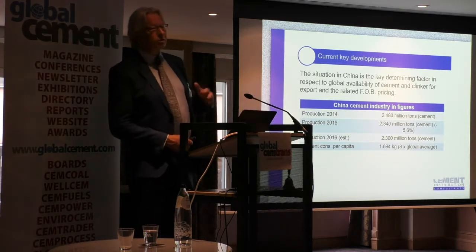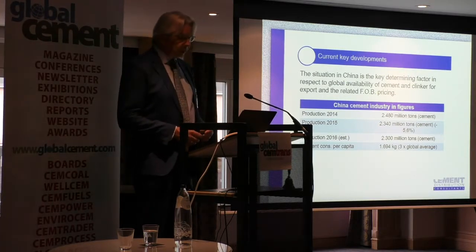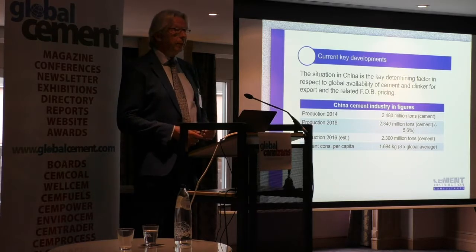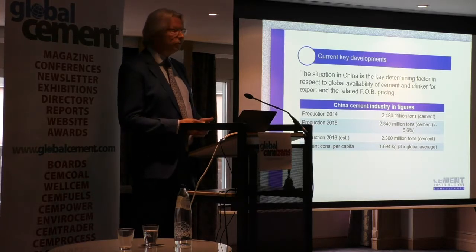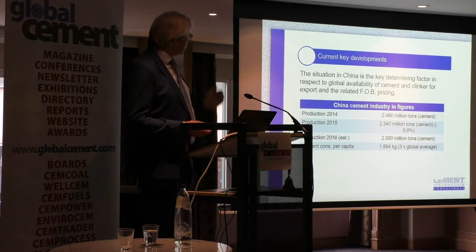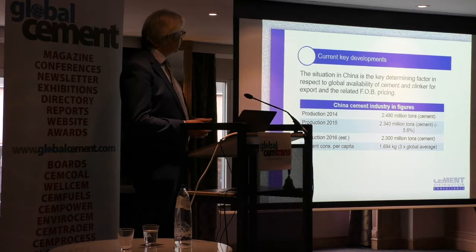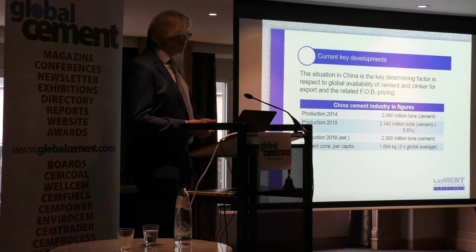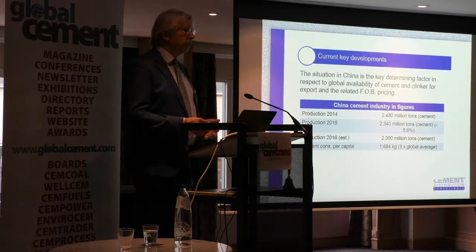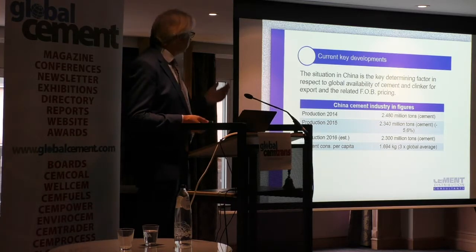After years and years and years of growth, we now see a slowdown in China, and it will even have to go to a reduction in production in the coming years. The high level was reached in 2014 with almost 2.5 billion ton of cement produced. In 2015 that dropped back by 140 million tons. By comparison, the whole cement consumption in the United States is about 100 million tons, so that fell away.